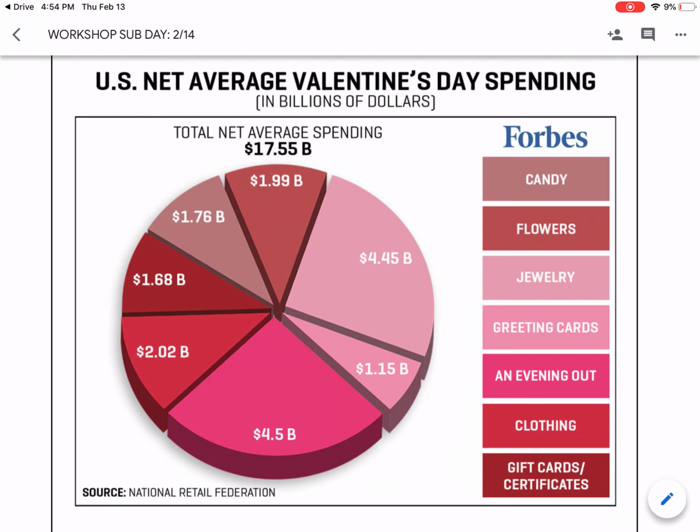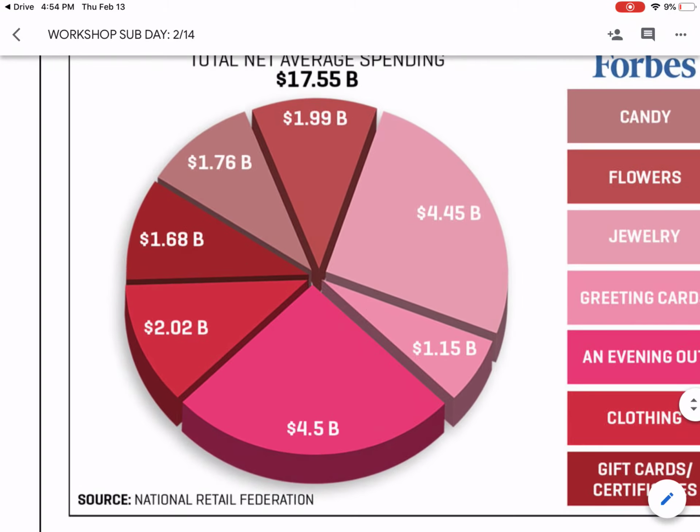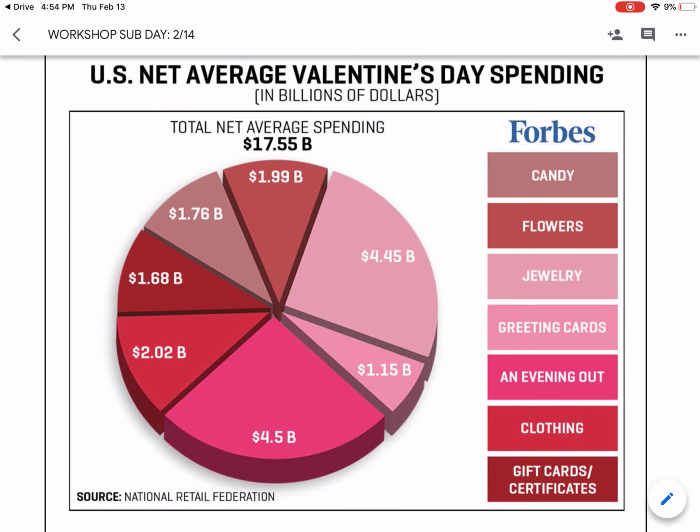We have all of these different categories that Forbes put together. So we have candy, flowers, jewelry, greeting cards, an evening out, clothing, and then gift cards and certificates. And they start at 1.76 billion, and then they go around to the right. So that's kind of the order of all of the categories.